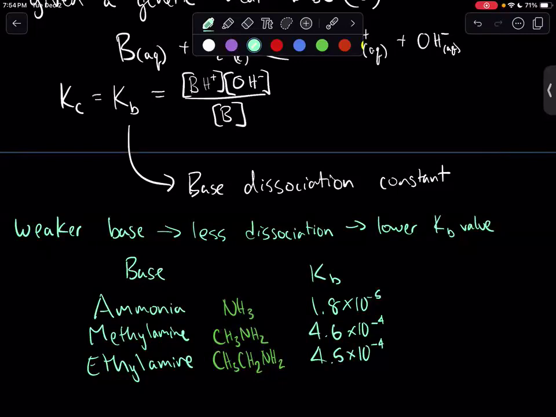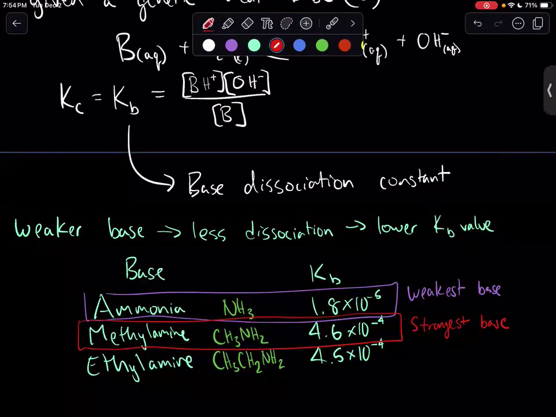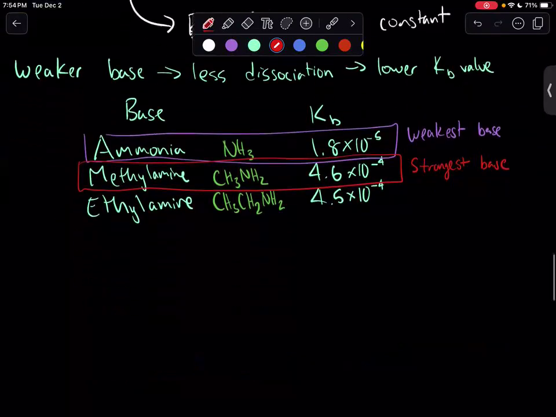Looking at these three, I can now tell right off the bat that ammonia is going to be our weakest base. It has the lowest Kb value, with methylamine having the highest. So this is going to be our strongest here, just beating out ethylamine. So we can use Kb values to determine the relative basicness or alkalinity or acidicness of different solutions.